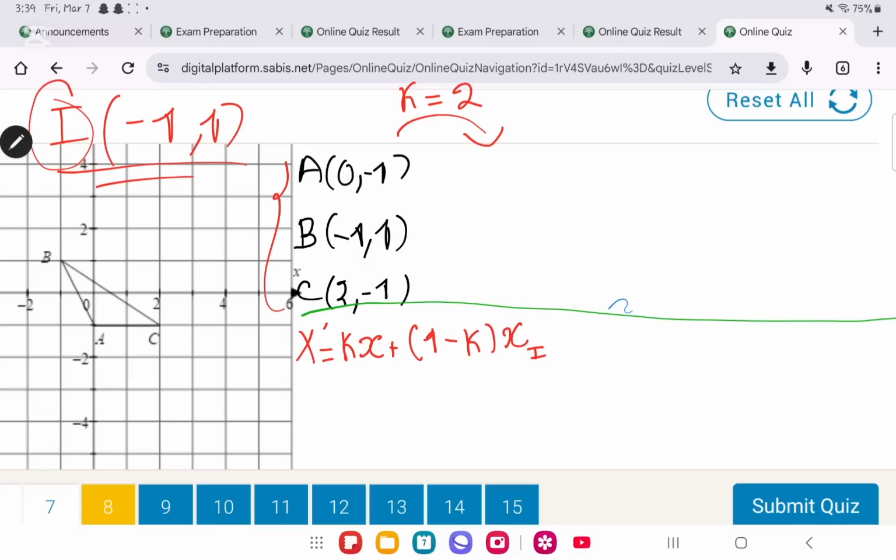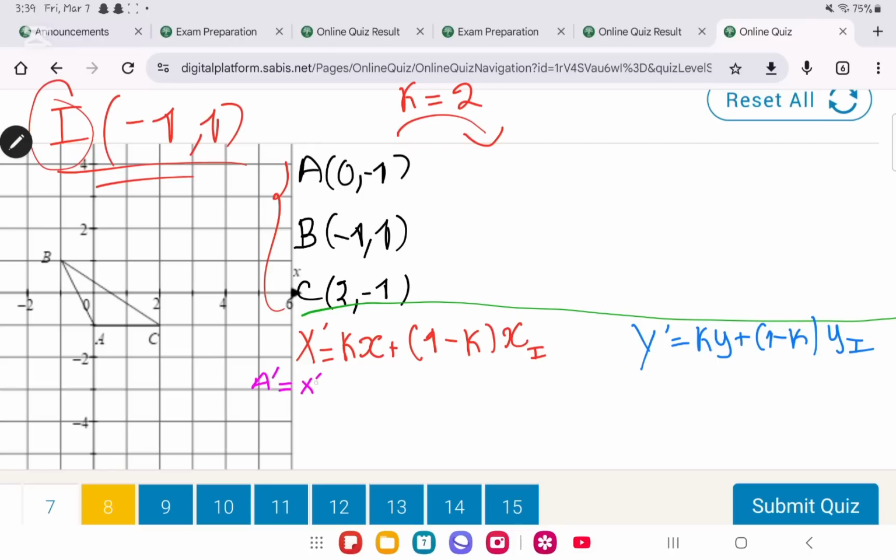What about y prime? It's gonna be the same thing, but you only switch the x's with y. So to find y prime, it's gonna be the constant times y plus 1 minus k times y of the center. Okay, let us do it for these 3 points so that we will be able to find their enlargement. So for A prime, we will start with it.